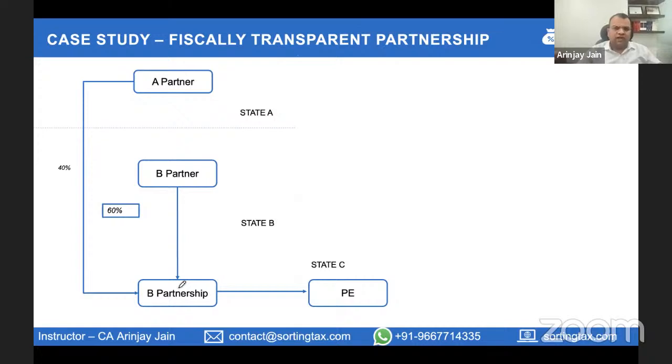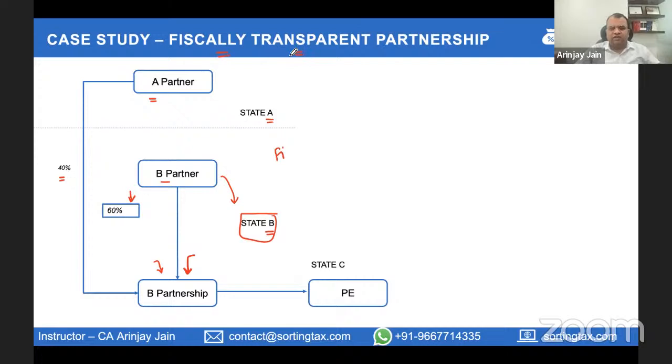So in this case, what is happening is there is a partnership in state B, which has two partners, one who is a resident of state B owning 60%, and another who's a resident of a different state with 40% equity. Let's say, for example, state B, where the partnership is formed, treats a partnership as what is known as fiscally transparent.